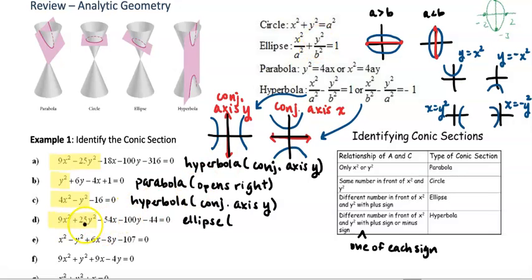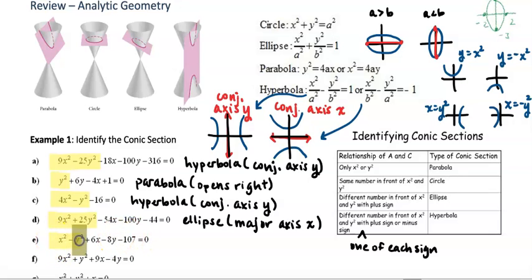So which coefficient is bigger? Well, the coefficient attached to the y squared term is bigger, meaning our major axis is going to be x. I'm sorry if I said conjugate, now we're talking about a major axis of x. E, we've got x squared minus y squared plus 6x minus 8y equals 107.